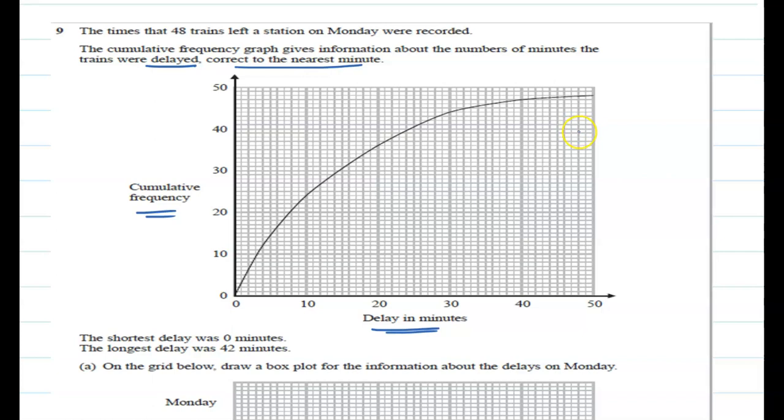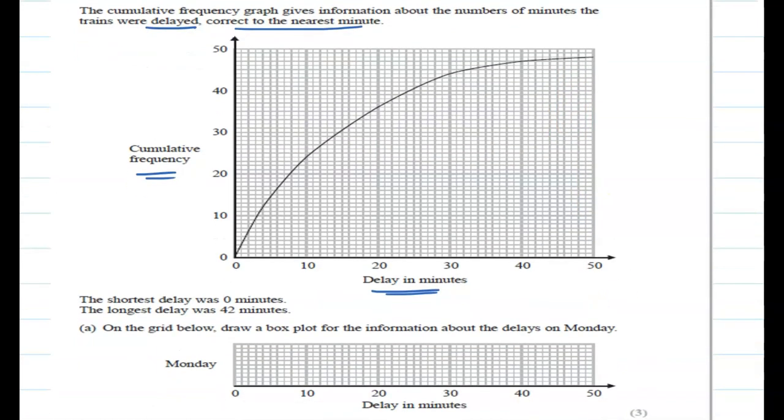On the grid below, draw a box plot for the information about the delay on Monday. There is a grid here. For a box plot, we have the minimum value, which is 0, and the maximum value, which is 42. So this is 40, 41, and 42 will be this value. So we got this.